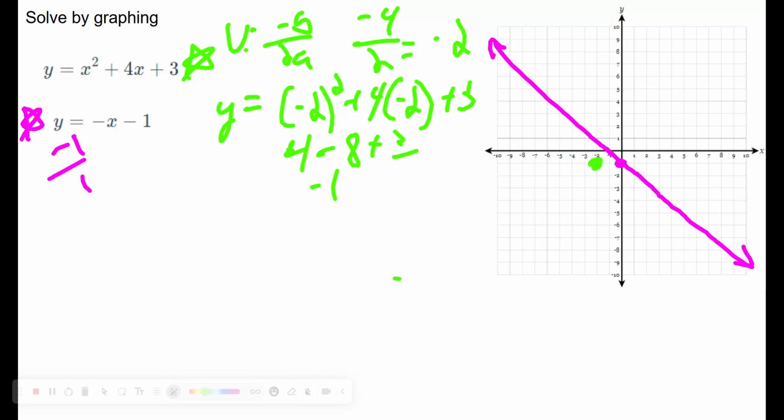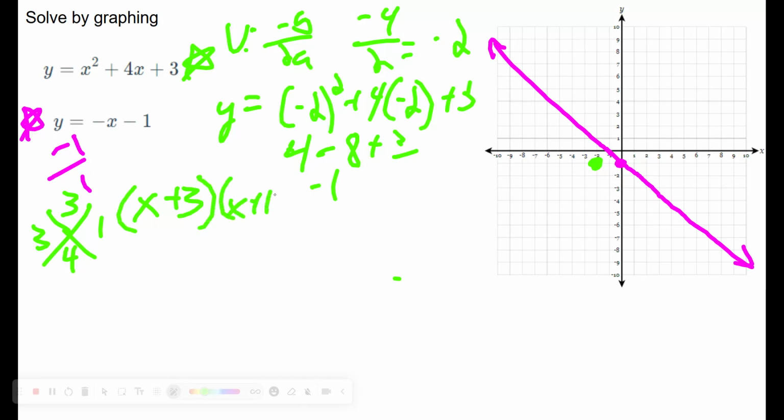Let's find our roots. I think that's going to be helpful. So we're going to solve for x. Can I do it by factoring? 1 times 3 is 3. 4 on the bottom, +3, +1. My a value is 1, so I can jump to x plus 3 times x plus 1 equals 0. So my solutions, or my roots, are going to be -3 and -1.